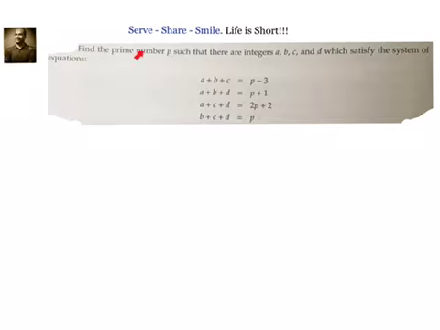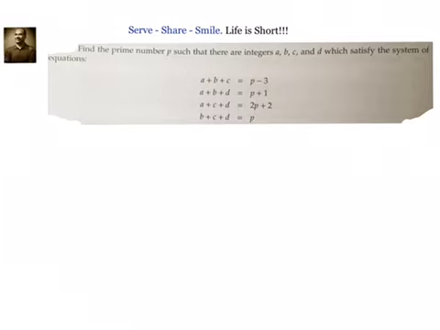Find the prime number p such that there are integers a, b, c and d which satisfy the system of equations: a plus b plus c equal to p minus 3, a plus b plus d equal to p plus 1, a plus c plus d equal to 2p plus 2, and b plus c plus d equal to p. We have to find the prime number p such that there are integers a, b, c and d which satisfy the system of equations. So we have to find the value of p and also the values of a, b, c and d.